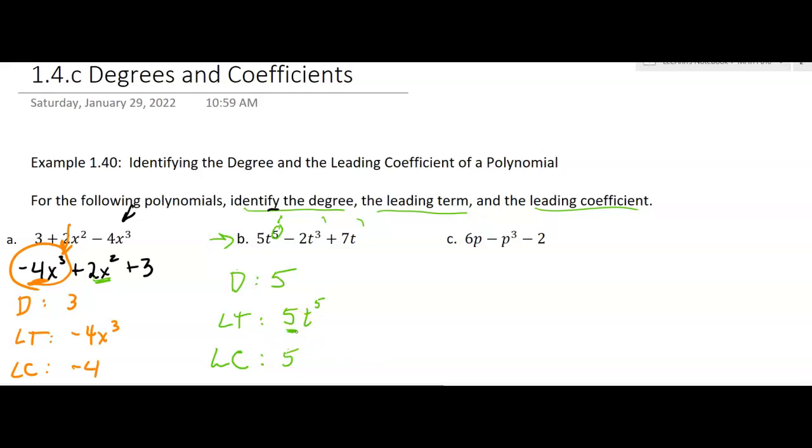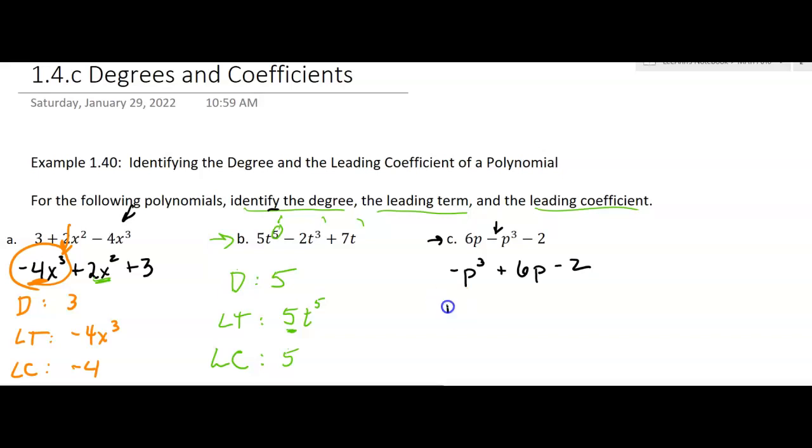And then finally, we've got one more here. It's not in standard form. It doesn't have the highest one first. So let me rewrite it. Negative p cubed. Notice that I'm using that sign, that it's a subtraction, so that goes with the term that's behind it. That's really important to get in that habit. Plus 6p minus 2. So there it is in standard form. My exponents go from 3 to 1 to the constant.